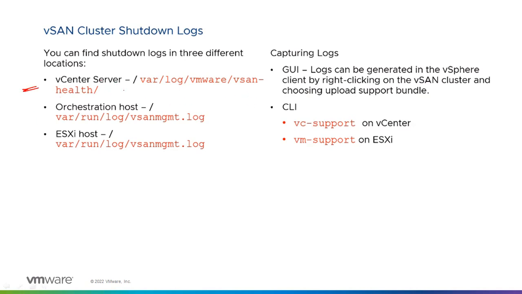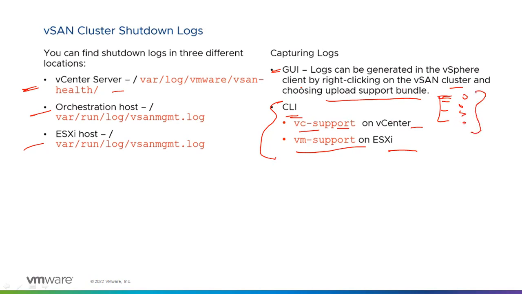You can check in vCenter health, orchestration host, and the ESXi host. If you want to go in CLI mode, use vc-support on vCenter and vm-support on ESXi. In the GUI also, it creates the logs in the vSphere client. Right click on the vCenter cluster and choose upload support bundle. When you click upload support bundle, you will get the list, and you can capture the respective required log information.